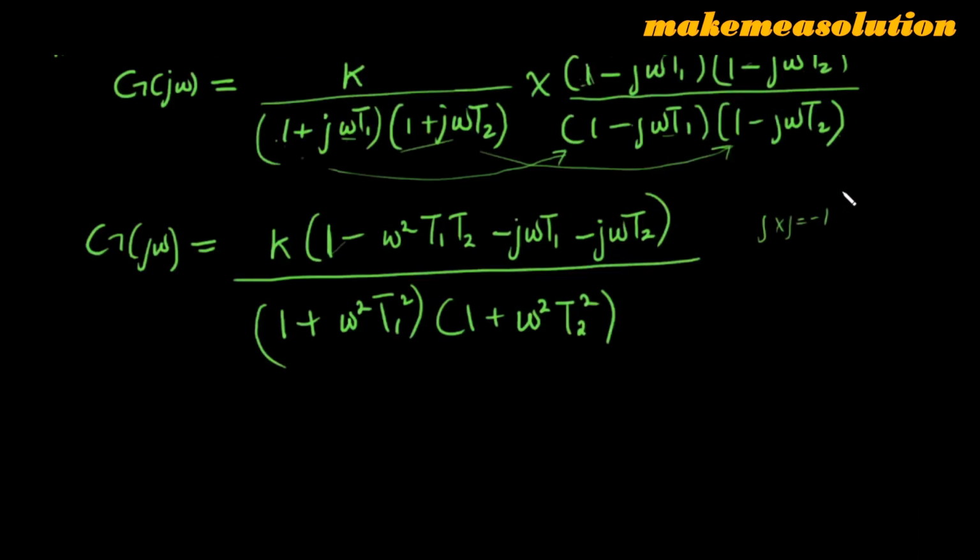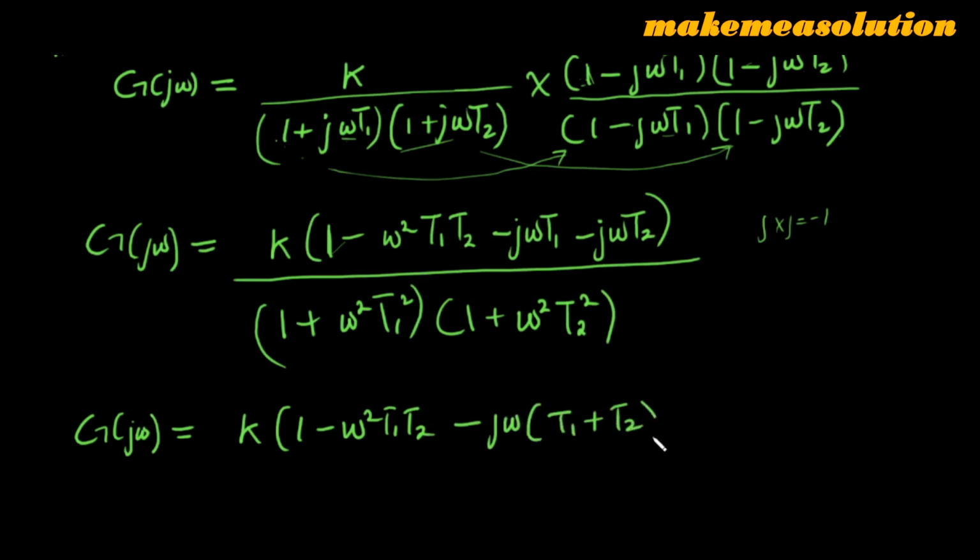So at the end of the day, your G of j omega is going to be K into 1 minus omega square T1 T2. Then if you capture these two together, you get minus j omega into T1 plus T2.